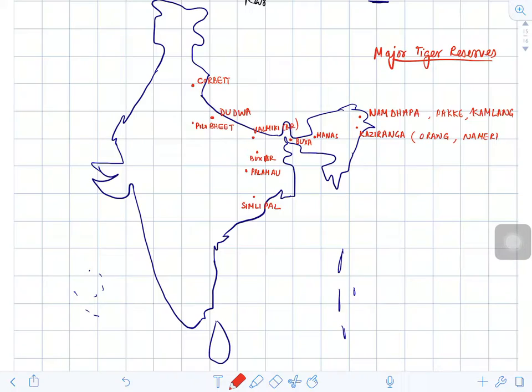In Chhattisgarh we have Sita Nadi. Okay, in Chhattisgarh we have Sita Nadi. We also have Achanakmar. Now we have Indravati. Indravati in Chhattisgarh.